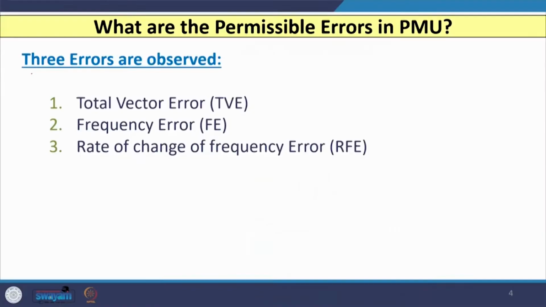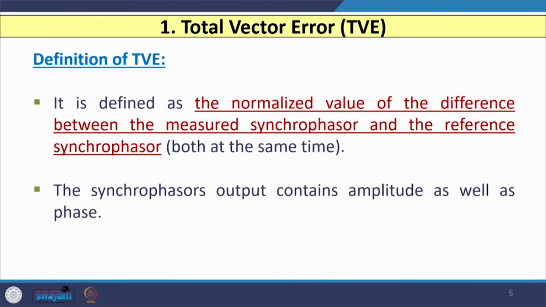So, normally three errors are observed in a PMU, and these errors are known as total vector error, normally denoted by TVE. The second is the frequency error, denoted by FE, and the third is the rate of change of frequency error, denoted by RFE. So, we will discuss each of these errors one by one. Let us start our discussion with the total vector error, denoted by TVE. So, how do we define total vector error?